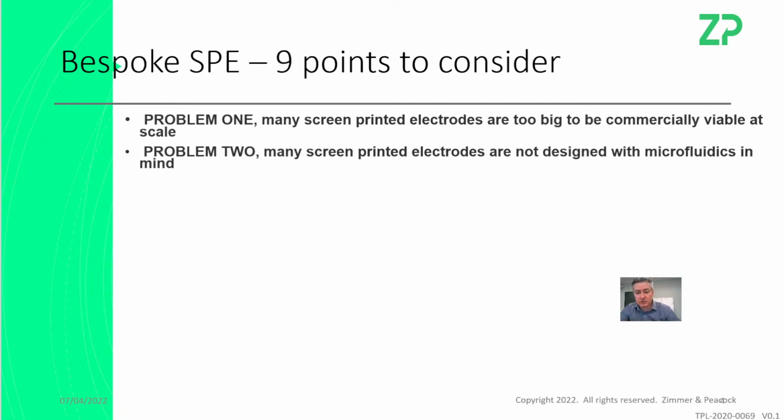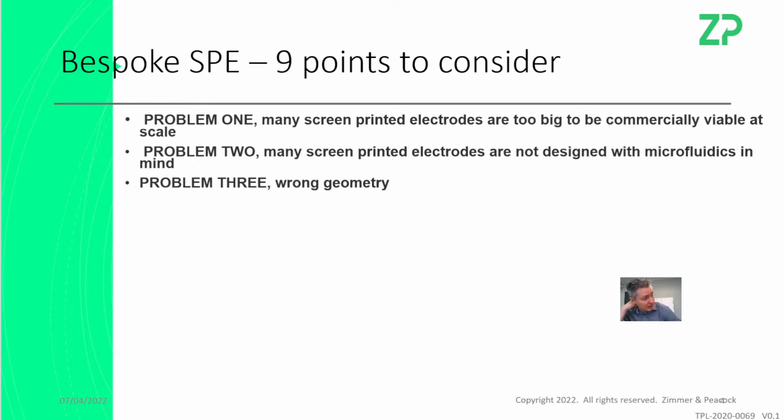So when you look at our screen printed electrodes, you often find these rectangular shapes, and they look much more like a glucose strip. And that's because a glucose strip does have a microfluidic channel on it. And so we're borrowing heavily from the glucose strip world. So when thinking about a custom design for a screen printed electrode, think about how that screen printed electrode is going to sit within your microfluidic channel.